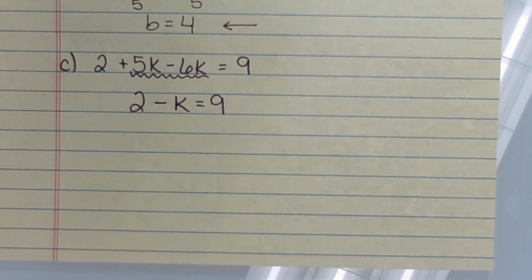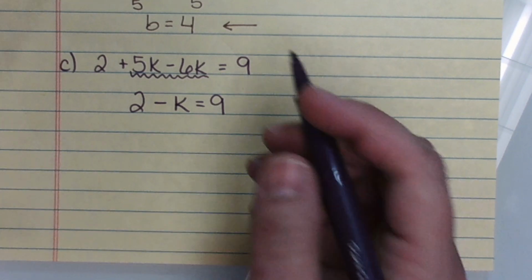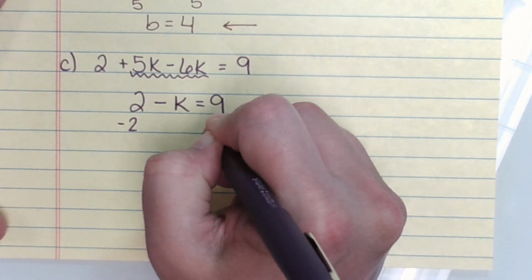Going back to hands. What comes next? Gabriel? Subtract 2 on the other side. That's better. We subtract the 2.